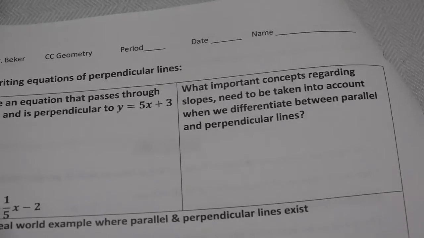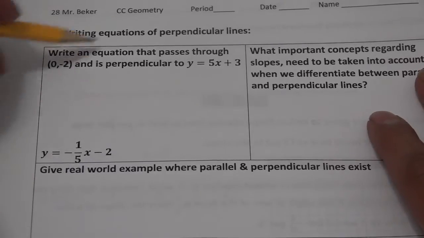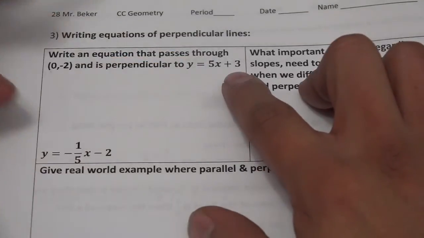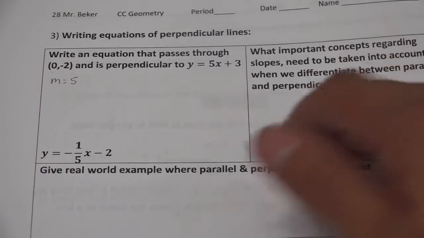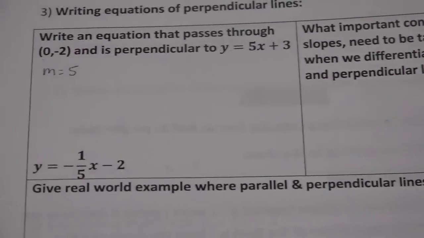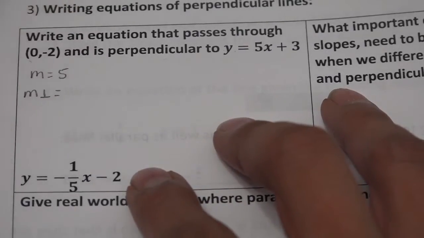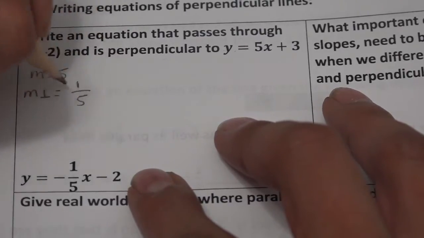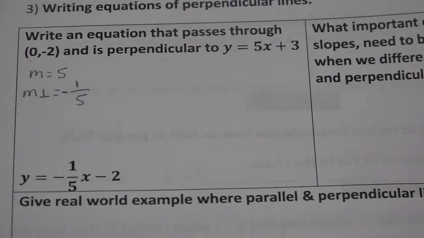Now, let's see. All right, so my throat hurts, so I'm not going to be talking that much, but the process is the same. Write an equation that passes through this point and is perpendicular to y equals 5x plus 3. First thing is identify the slope. Then identify the perpendicular slope. Well, 5 is the same thing as 5 over 1. So for the perpendicular, you flip the fraction and change the sign. Okay? And now I'm going to write my equation.